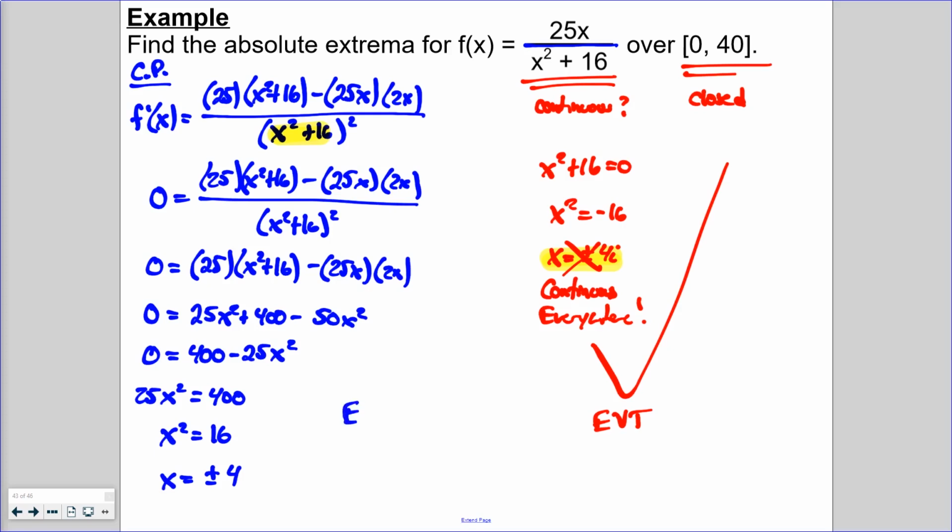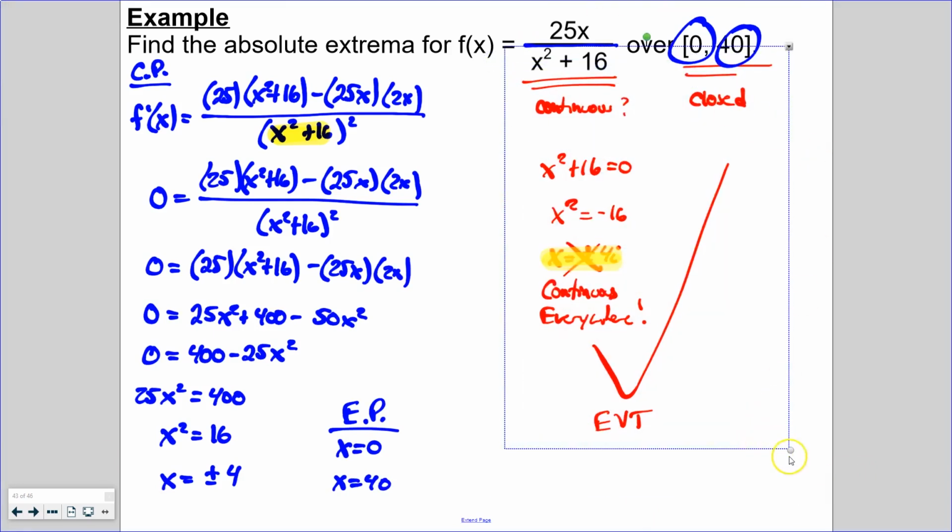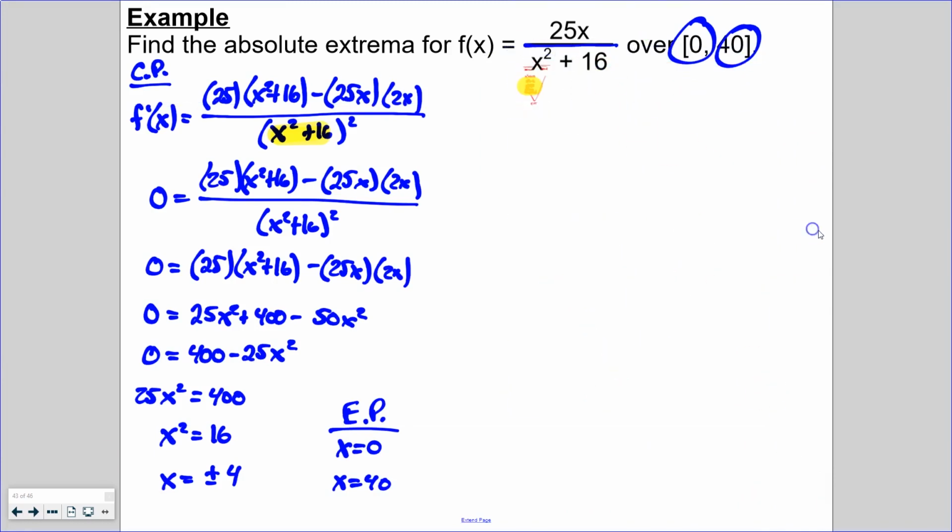Then we just need to find our endpoints. And as we can see, our endpoints are going to be x equals 0 and x equals 40. Alright, I've run out of room, so let's just get rid of this stuff. Shrink that down. Alright, then we just need to take our table and substitute in our values. So we said our critical points were -4, +4, and our endpoints were 0 and 40.